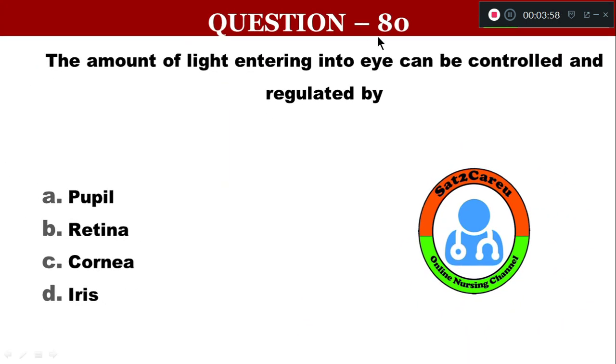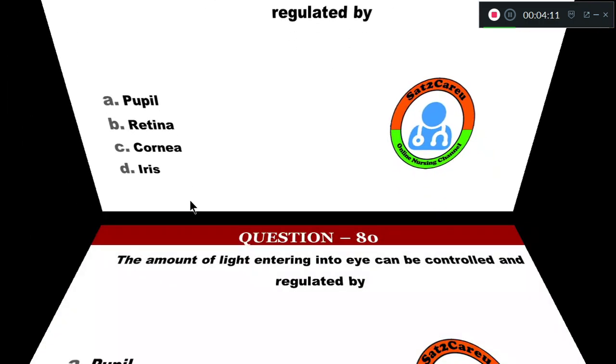Question number 80. The amount of light entering the eye can be controlled and regulated by option A pupil, B retina, C cornea, D iris. The right answer is option D iris.